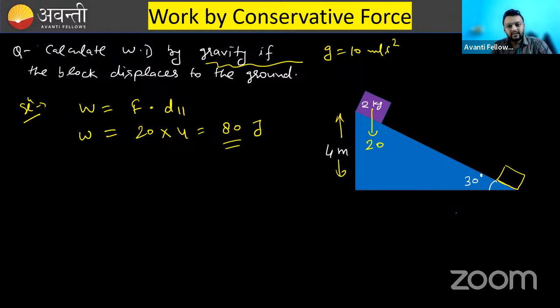What if I say calculate the work done in moving the block upward? Then again gravity is downward and the upward displacement is 4 meter. Force is downward, displacement is upward. The angle will be 180 degree. So in that situation, work done will be minus 80 joule.